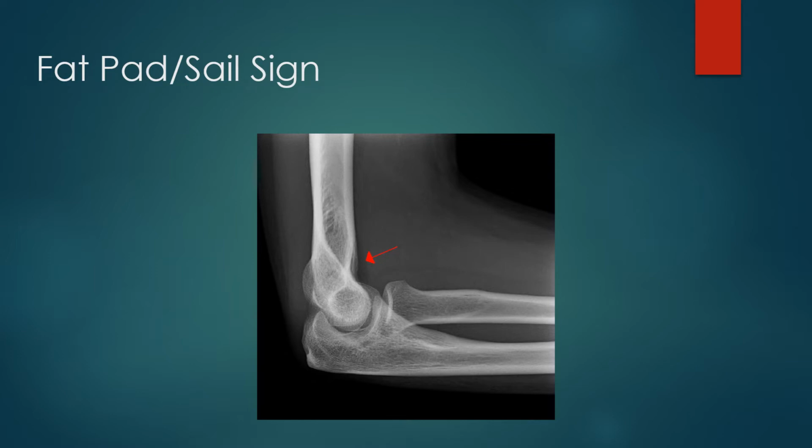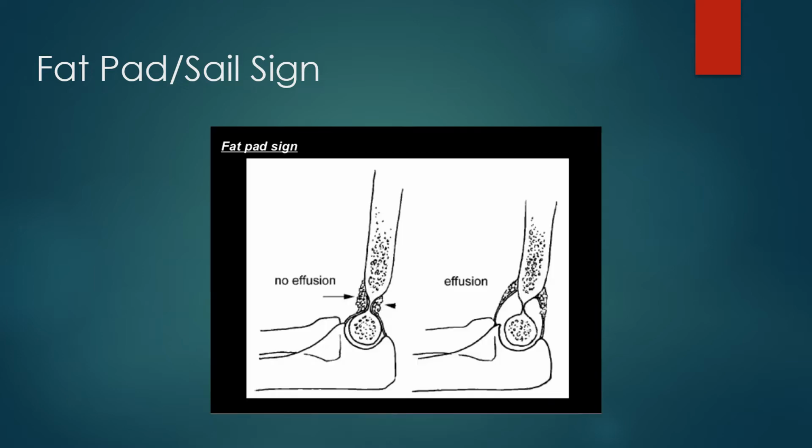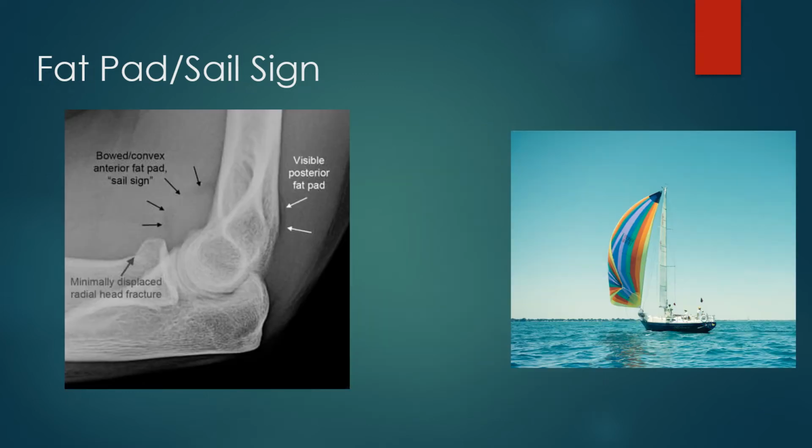So let's change gears now to talk more about the anterior fat pad that we mentioned earlier. In a normal lateral x-ray of the elbow, the fat pad is a darker silhouette that sort of hugs the anterior cortex of the humerus, as we can see in this arrow. So in the presence of any elbow joint effusion, the anterior fat pad will elevate, similar to the billowing of a sail, as you can see on the right-hand picture.